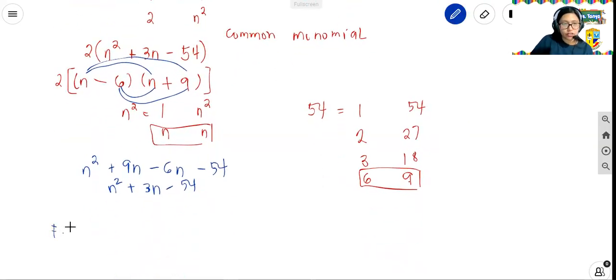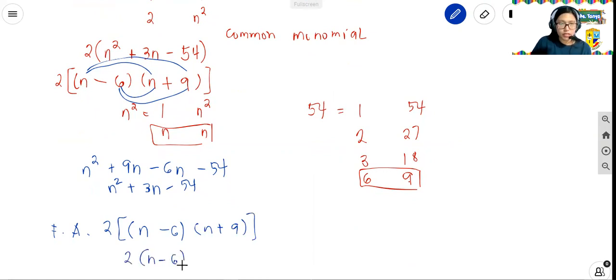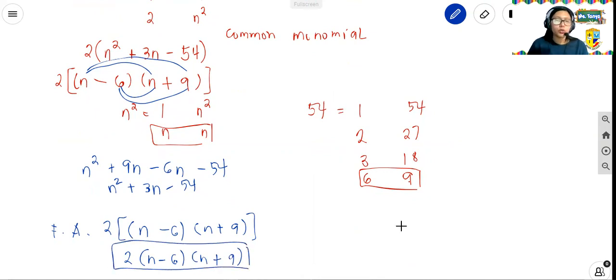Therefore, the final answer would be 2 multiplied by n minus 6 and n plus 9. Or you can simply write 2 times n minus 6, n plus 9. So this is the factor of 2n squared plus 6n minus 108.